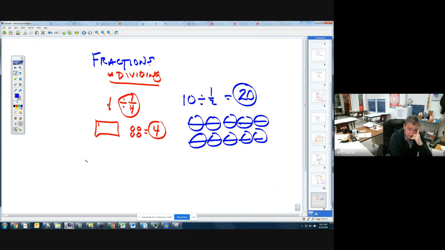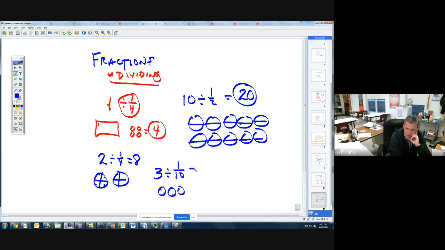Let's look at a couple more examples. What if I had 2 divided by 1/4? Well, same thing is true. 2 circles, cut them into quarters. How many quarters do I have? 1, 2, 3, 4, 5, 6, 7, 8. There are 8 quarters. Or what about a dime, which is 1/10 of a dollar? What if I said I had $3 and I wanted to know how many dimes there would be? Well, if you had 3 and you cut them all into 10 equal pieces, maybe you can see your answer would be 30.